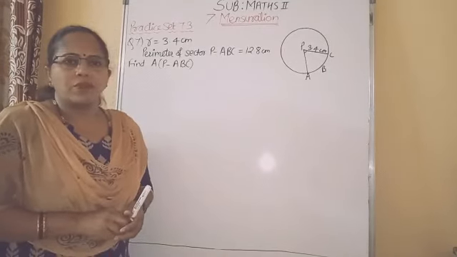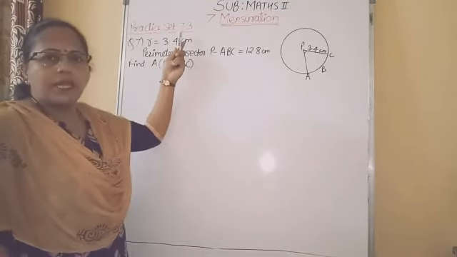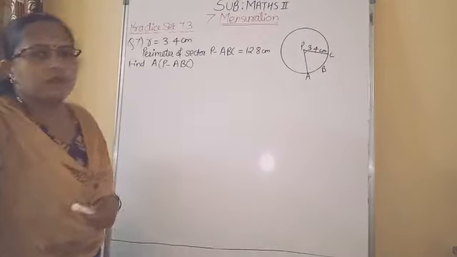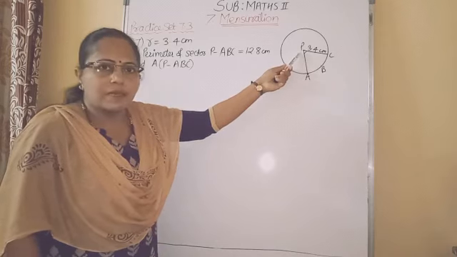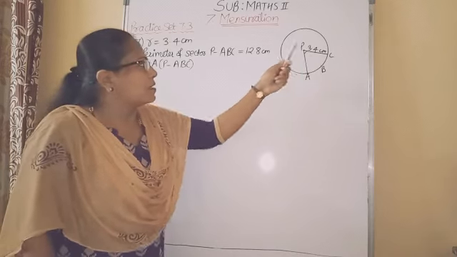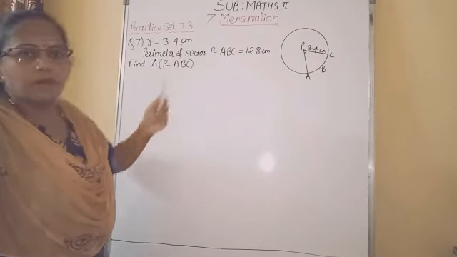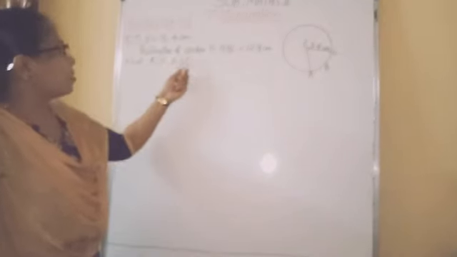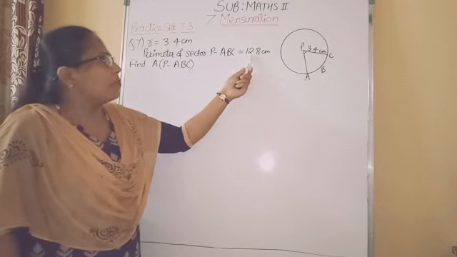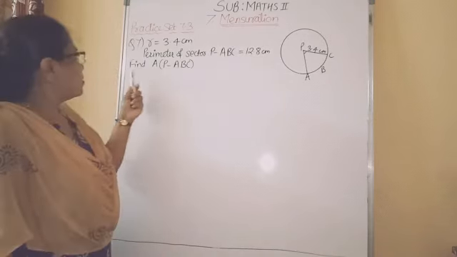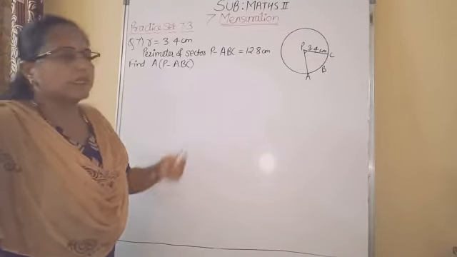Students, today we are going to solve some more problems from practice set 7.3. Question number 7. Here in this figure, P is the center of the circle and the radius of the circle is given as 3.4 centimeter. R is equal to 3.4 centimeter. And the perimeter of sector P-ABC is equal to 12.8 centimeter. So find the area of sector P-ABC.